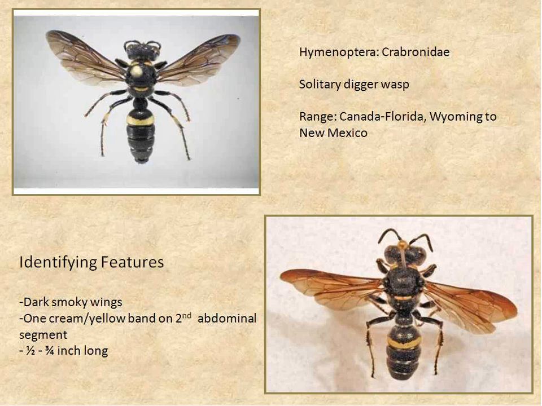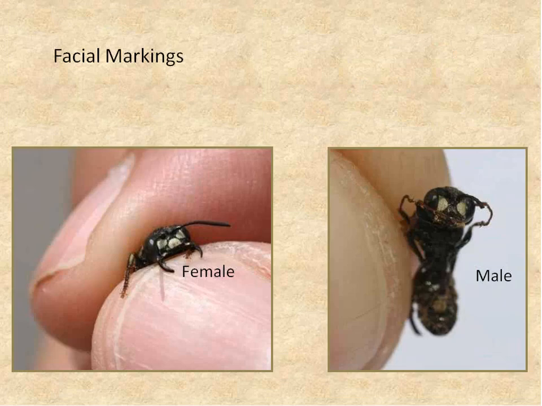But identifying marks are just kind of this creamy yellow band on the abdomen, which we can see here. They've got smoky, dark wings, and the size is about 1/2 inch to 3/4 of an inch long. So they are a good-sized wasp, though many other wasps have these similar features. So primarily what we use are these facial markings.